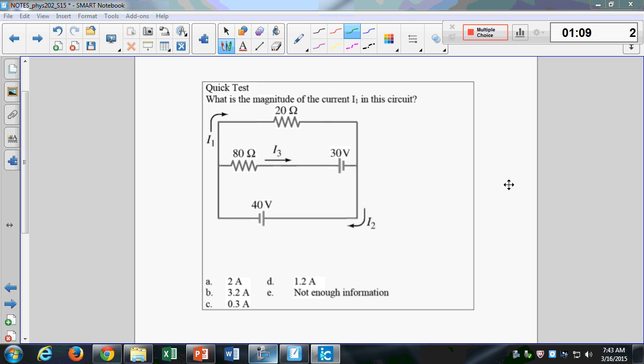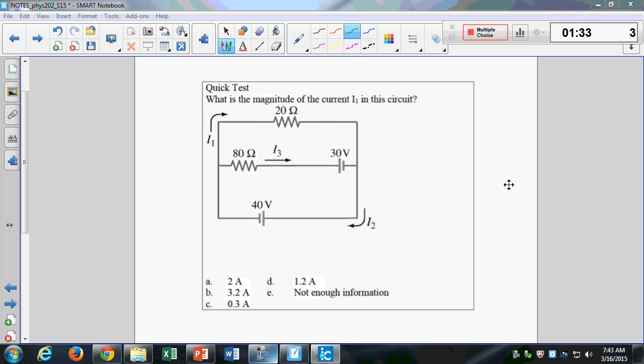Alright, maybe not super easy. What loop are you going to pick to find this? The bottom loop? If you use the bottom loop, what is it for? I1? Well, if we use the bottom loop, I1 is not involved in the bottom loop at all, because the bottom loop has I2 here, and then I3 here.